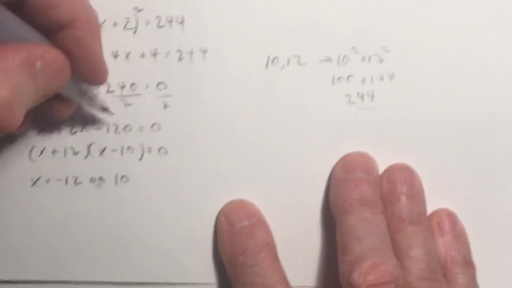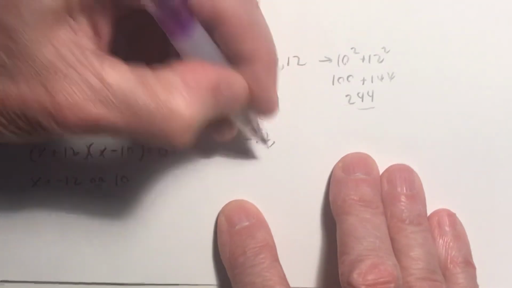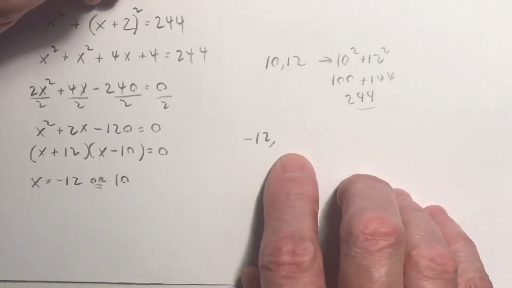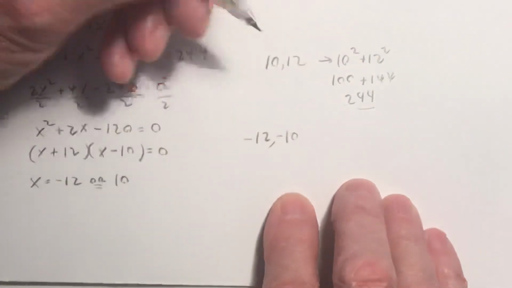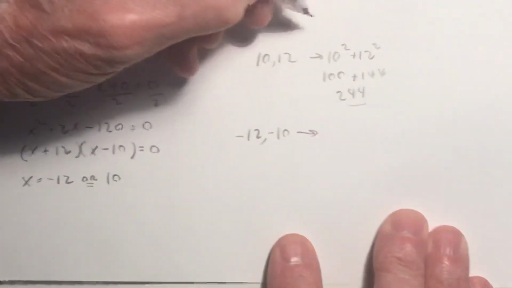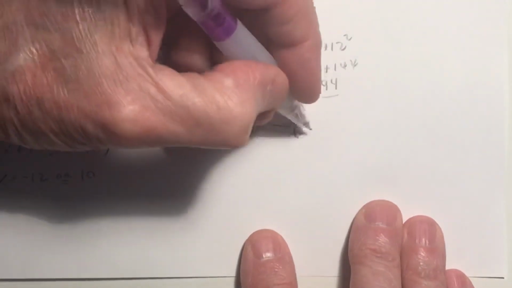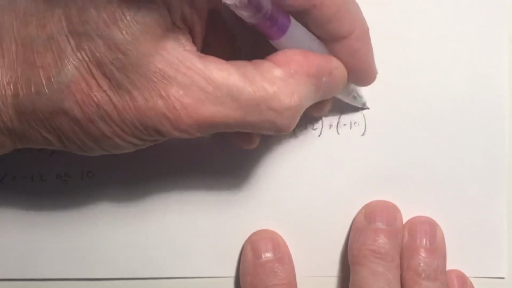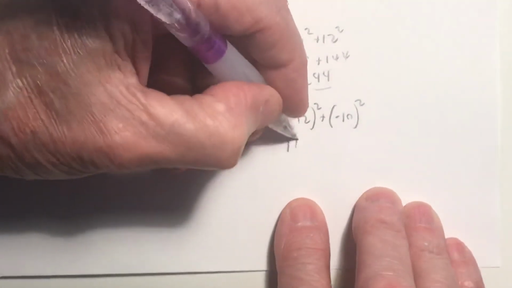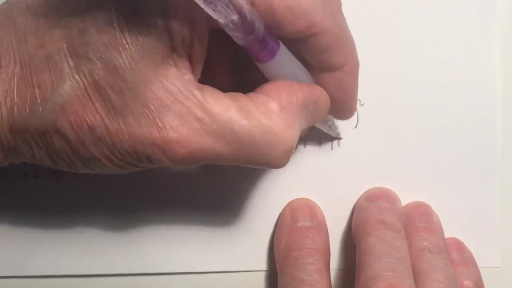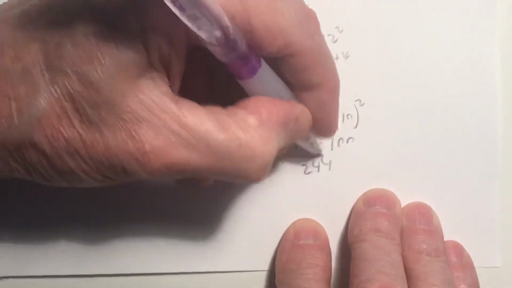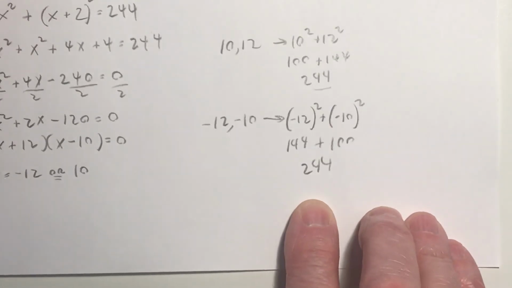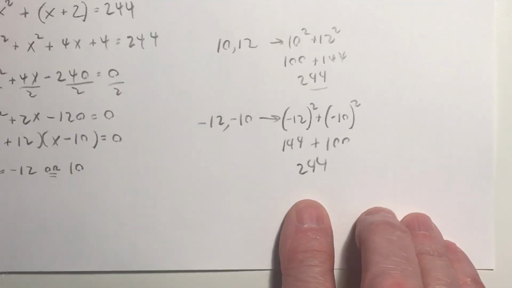That works. If we use the negative 12, the next even integer would be negative 10. And as in the example 5 minutes ago, look what happens. You still get positive 144 added to positive 100. You're still going to have the correct sum of 244. That's the end of page 1.